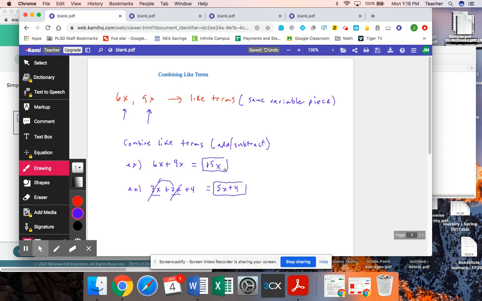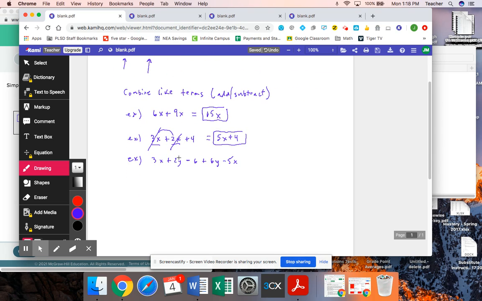Combining like terms. You don't have to have all the same variables there. What if I had like 3x plus 2y minus 6 plus 6y minus 5x? All right, it's still a polynomial. It has lots of terms in it. I want to combine any terms that are like. So there's an x term there and an x term there. Notice this is a positive 3 and a negative 5. When I combine those two, I get negative 2 x's. So let me cross those out.